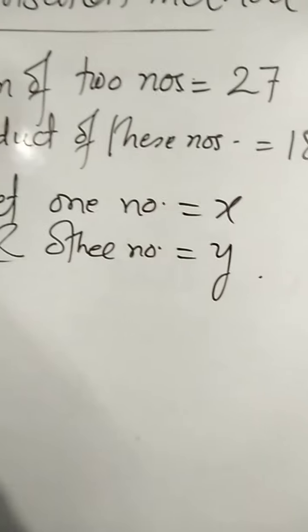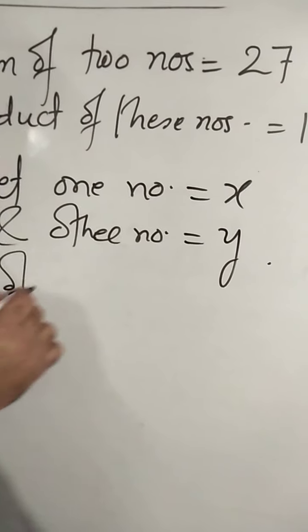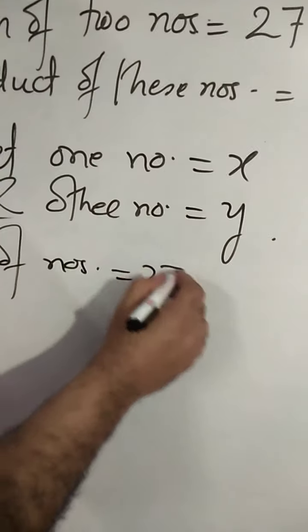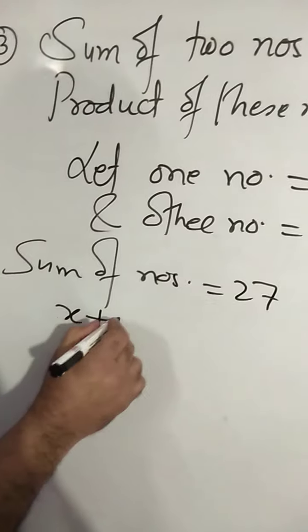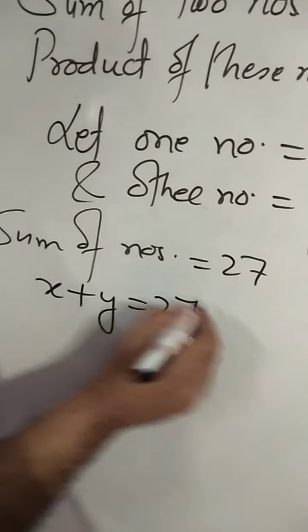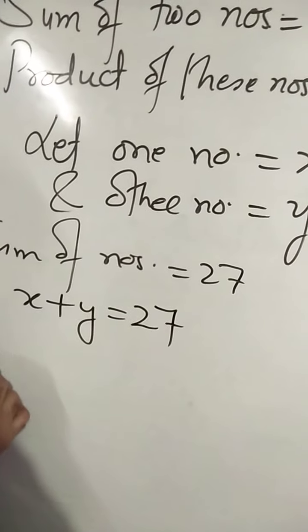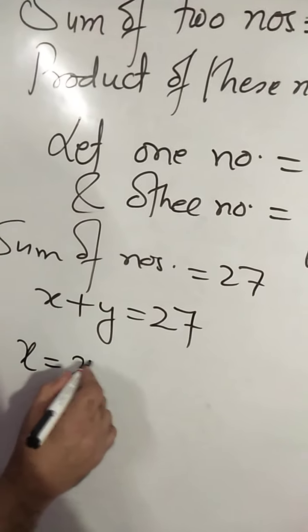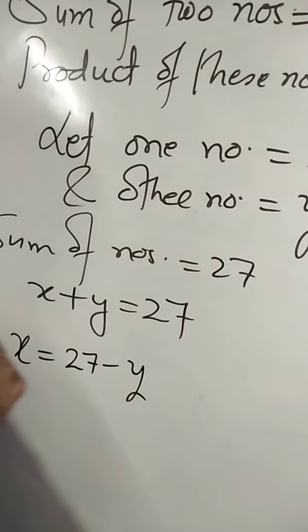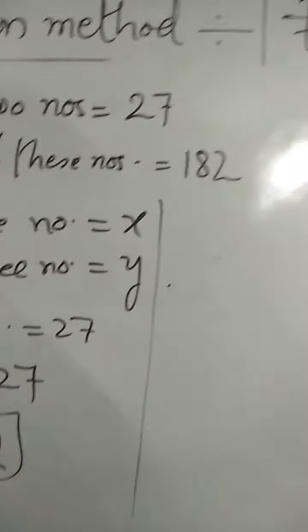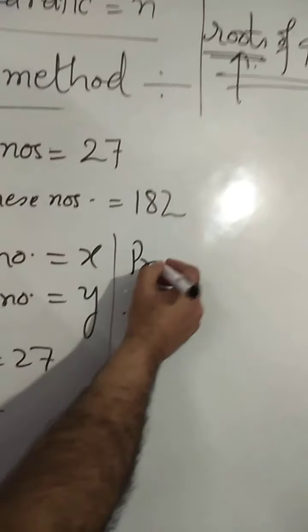So the first equation, sum of numbers, what is it given? 27. Sum of numbers means we get x + y = 27. So from here I can get the value of x. What is that? 27 - y. And in the second case, we are given the product of these numbers. How much is it given?